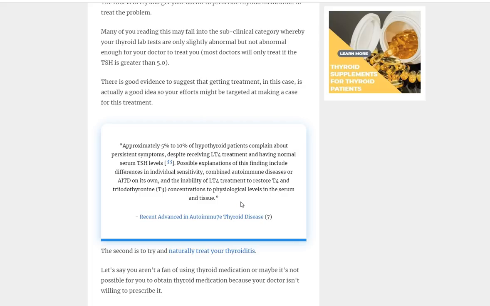Now it's saying possible explanations of this finding include differences in individual sensitivity, combined autoimmune diseases or AITD, which is autoimmune thyroiditis on its own, and the inability of LT4 treatment to restore T4 and T3 levels or concentrations to physiologic levels in the serum and tissue. So what this is saying is that about 5 to 10% of you, even if you have that normal TSH, but in the presence of autoimmune thyroiditis, may benefit from early treatment. Okay, so it's not a large percent, but it is some percent that you should be aware of.